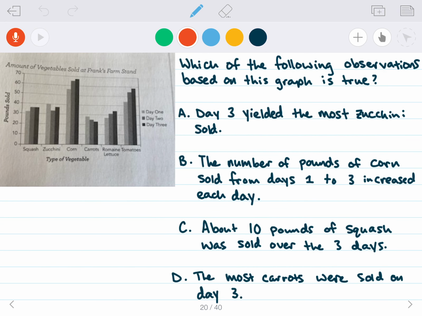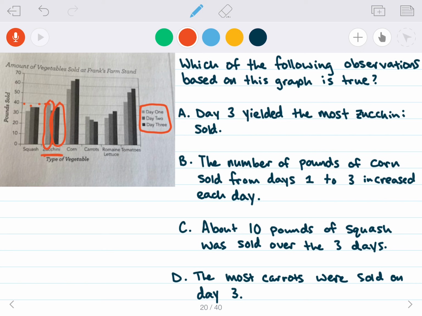All right, let's look at a bar graph. So again, another little practice multiple choice question. Which of the following based on the graph is true? So let's look at choice A. It might be a little bit hard to see, but the darkest of colors is day 3, the medium shade gray is day 2, and the lightest shade is day 1. So it says day 3 yielded the most zucchini. Well, actually no, day 3 is the darkest, so it looks like day 1 yielded the most zucchini, since it's the highest up, 40 pounds sold versus around 35 pounds sold. So that's not a true statement.